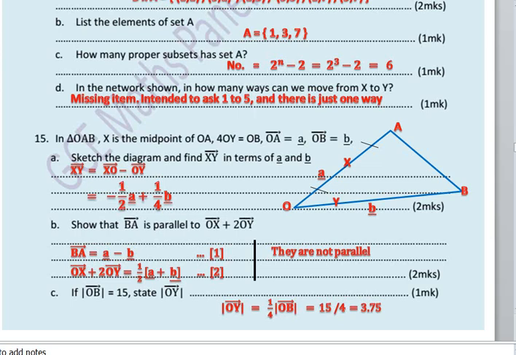And the last part we have, if OB is equal to 15, state OY. Now we know that 4OY is equal to OB from the question. Therefore, OY will be equal to 1/4 of OB. So if OB has a magnitude or modulus of 15, then the magnitude or modulus of OY should be 1/4 of that value, which is 3.75.